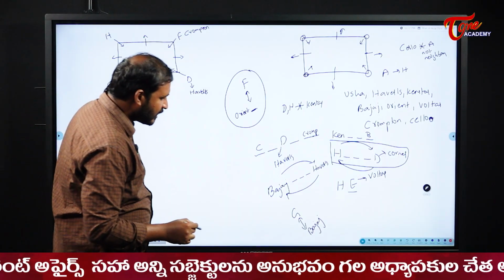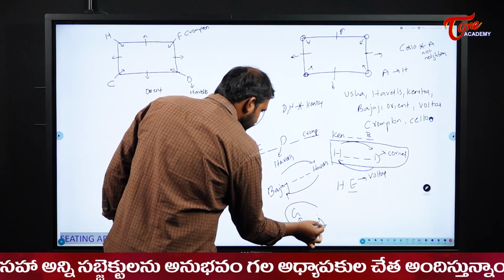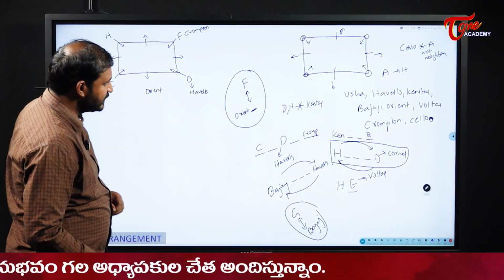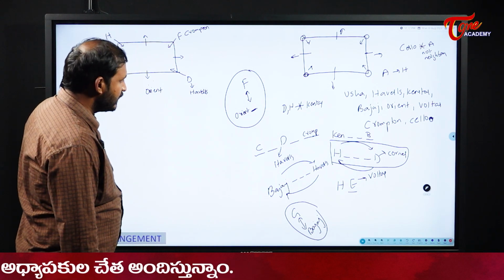Next, G is opposite to what? Bajaj. G is opposite to Bajaj. So here Orient is there, so we cannot place that G is opposite to Bajaj. And what is the other logic?